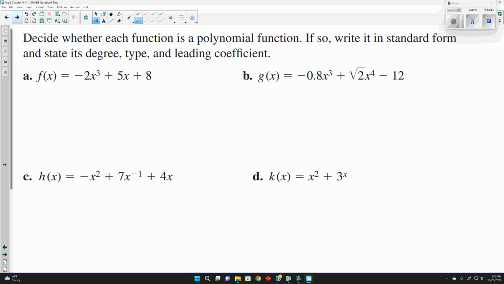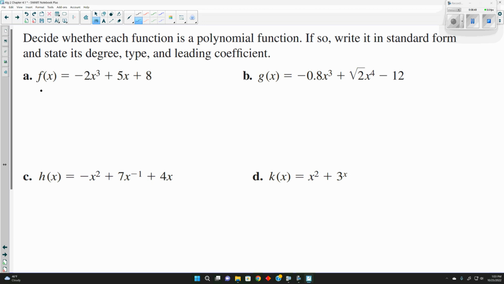If so, write in standard form. Is this in standard form? What's the biggest exponent attached to a variable? 3. The next one is 1, and then our constant term. Do we have x to the third first? Yeah, it's first. And then our next one would be x, and then we have our constant term. So this is in standard form, so we don't really have to do anything there. On the homework, you would just end up rewriting it back out exactly as it is.